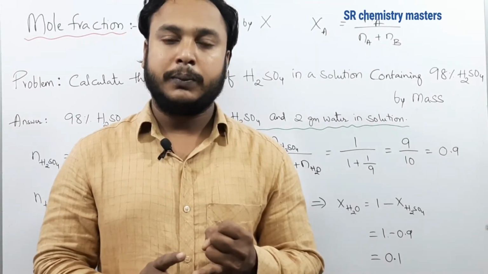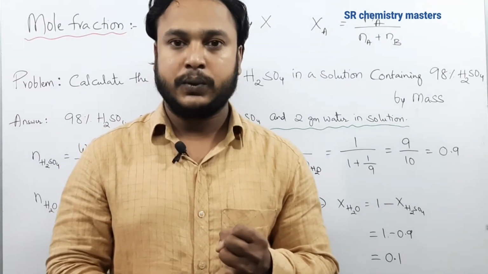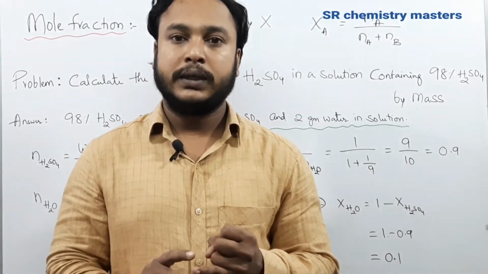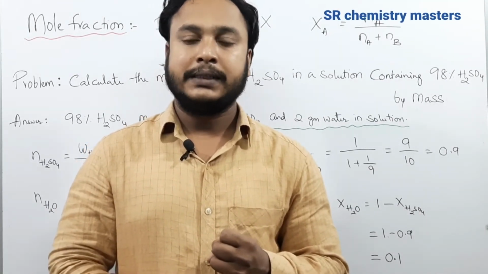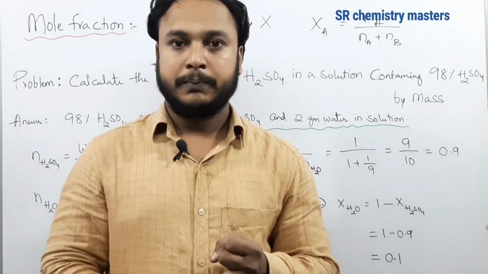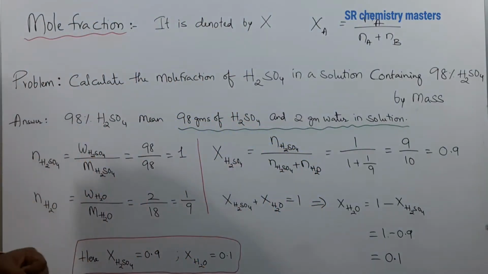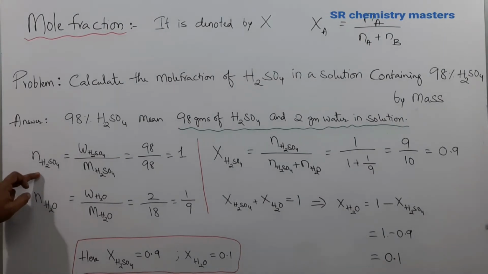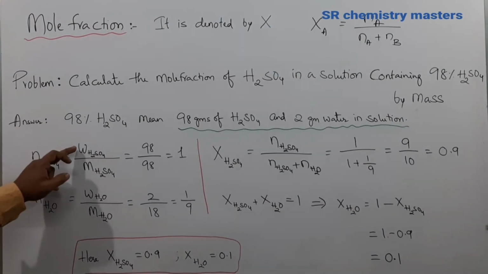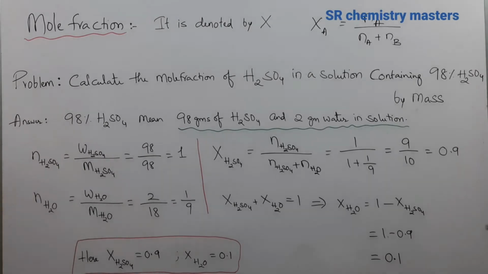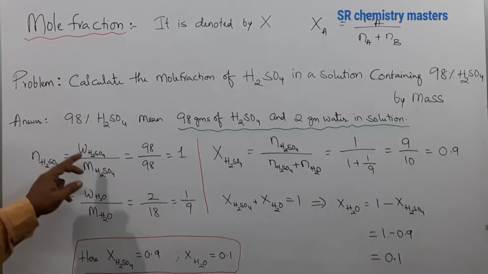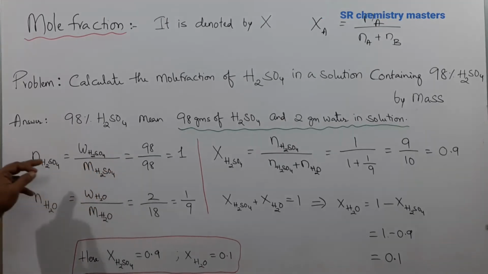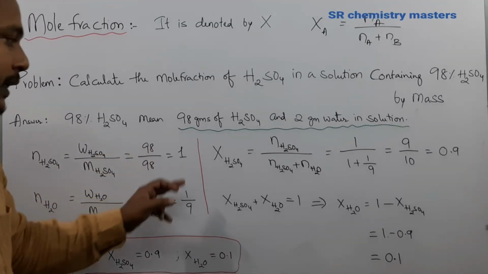Here we have two components. The first component is H2SO4 and the second component in the solution is water. H2SO4 is 98 grams, whereas water is 2 grams. Let us solve this. We know the formula. The number of moles of H2SO4 can be found by using the formula weight of H2SO4 by molar mass of H2SO4. Here the weight of H2SO4 is 98 and the molar mass is 98, so the number of moles of H2SO4 is 1.